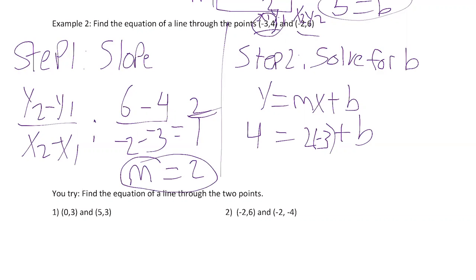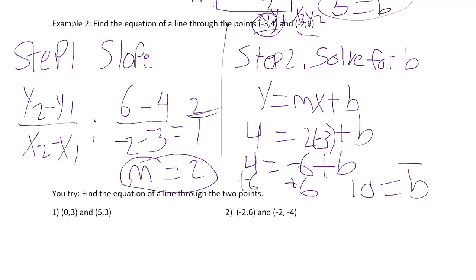Now we want to clean this up and get the b by itself. The first thing you want to do is multiply that x by your slope. So 2 times negative 3 would be negative 6. Then we have a one-step equation, so to get the b by itself, we just add the 6. We're a little low on space, but you would see that your b is equal to 10.